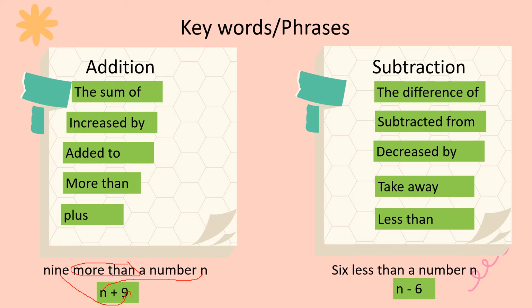Next, how about subtraction? Same thing. 6 less than a number n. Again there is the word less than, which means n minus 6. N minus 6. There are others also, like for example, subtracted from. Whatever number you are going to subtract from, you put that here, not on the first one. So now let's move on.